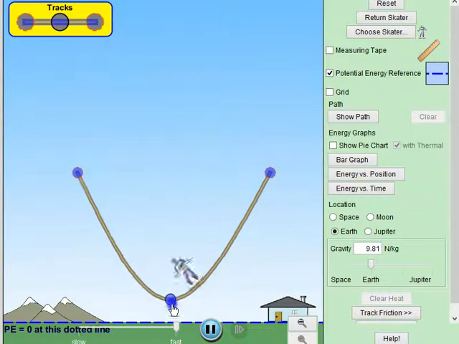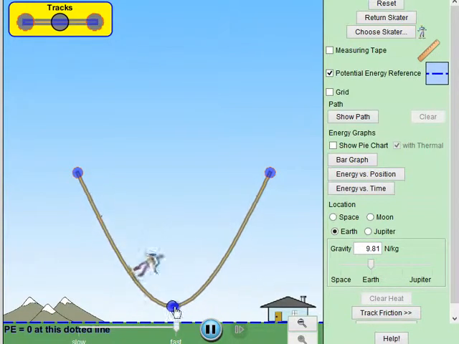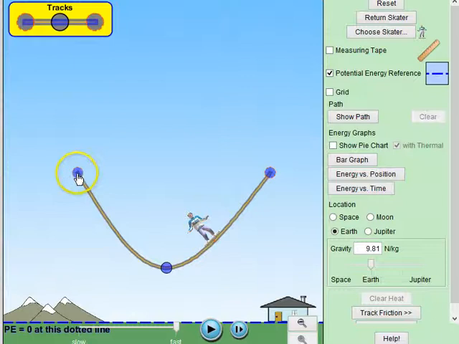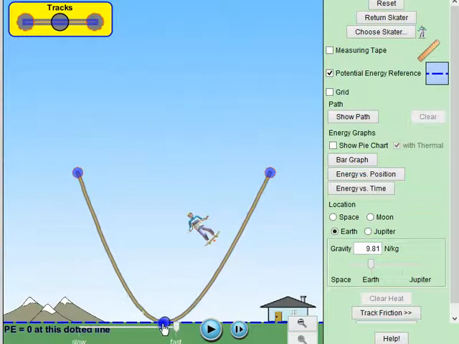Notice that this middle point, let's call this point B. The top left point here would be called point A. Oops, sorry about the skater. I'm just going to pause this simulation while I explain how this works. This is point A, the bottom point is point B, and the top right point is point C. Okay, so I'm going to drag this point B down to the ground so that the potential energy over there is 0.